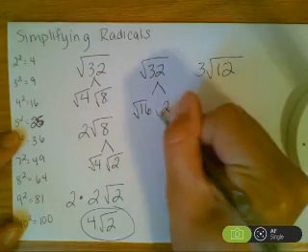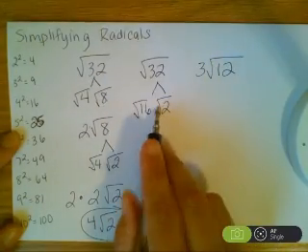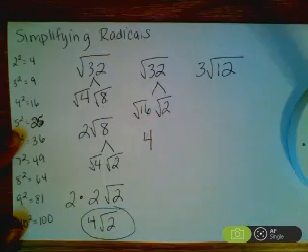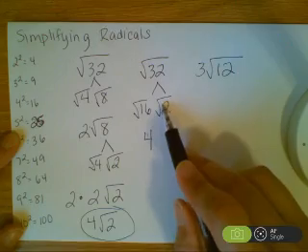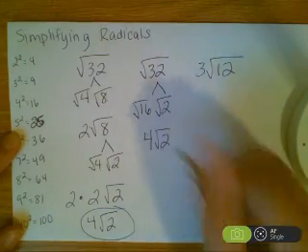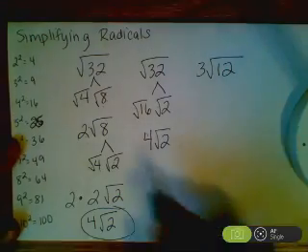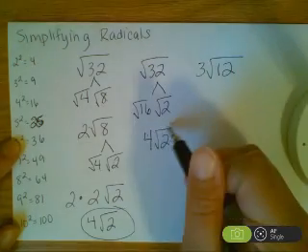I'm going to take the square root of 16 and the square root of 2. The square root of 16 is 4. The square root of 2 can't be simplified. There's no perfect squares that go into it. So I'm just going to rewrite it. And my answer is 4 times the square root of 2.